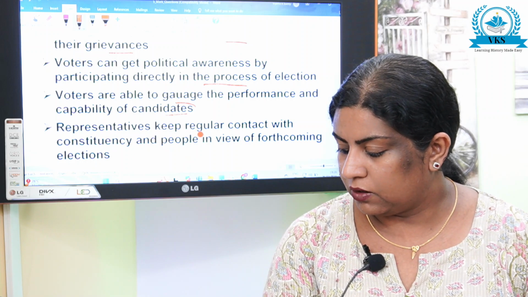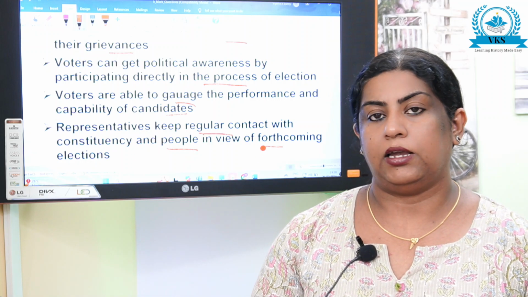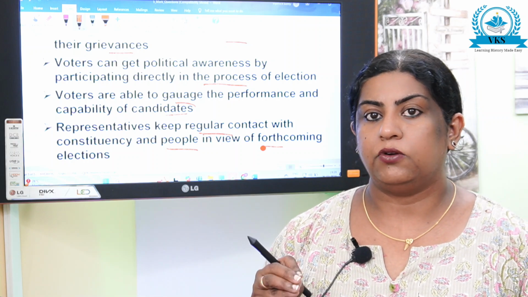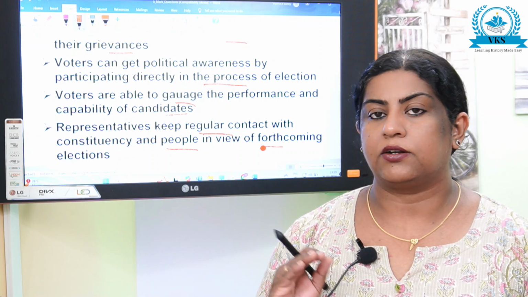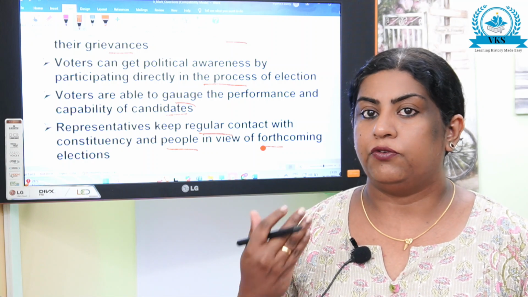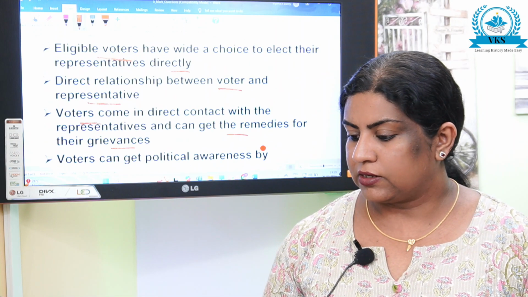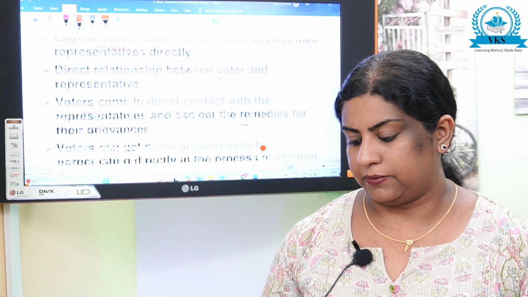Representatives keep regular contact with the constituency and people in view of forthcoming elections. So representatives have to keep a continuous, regular contact with the constituency and the people because of the forthcoming elections. So all these are the features of direct elections.